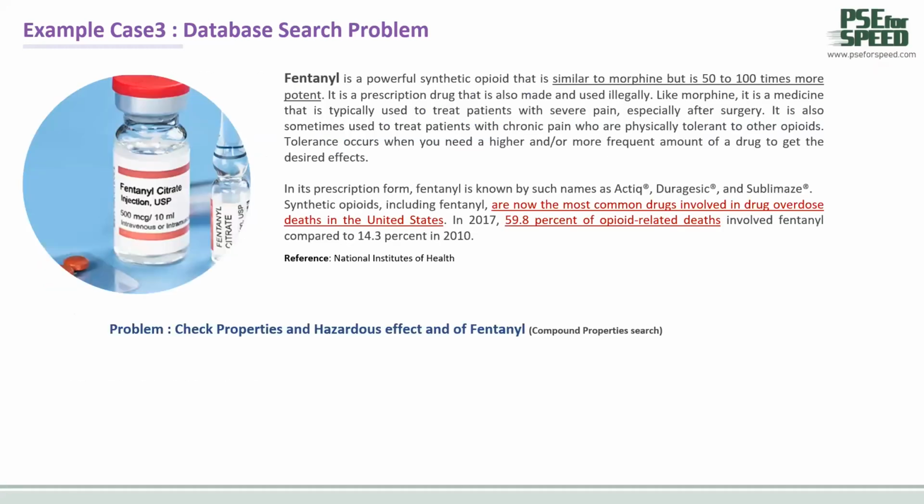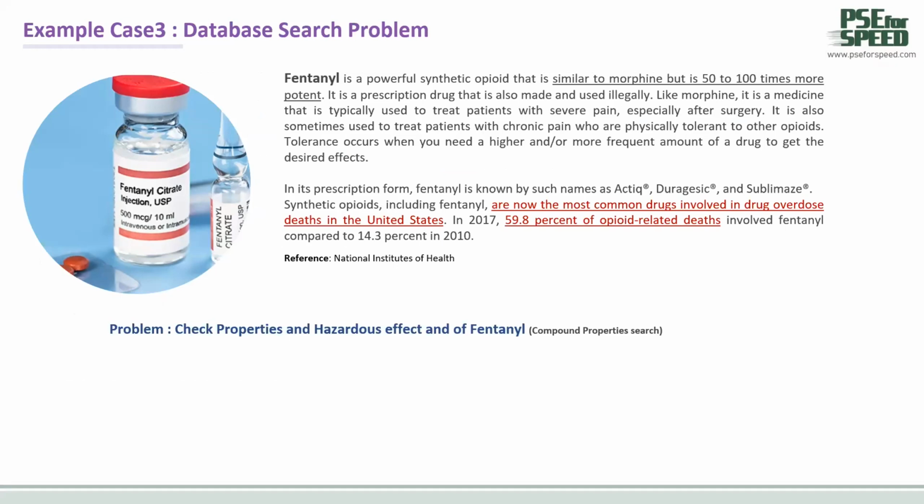Next, for fentanyl. Fentanyl is similar to morphine, but 50 to 100 times more potent. And as per the report, fentanyl is the most common drug involved in drug overdose deaths in the United States. So in this case, we would like to highlight the hazardous effect and chemical use of fentanyl.